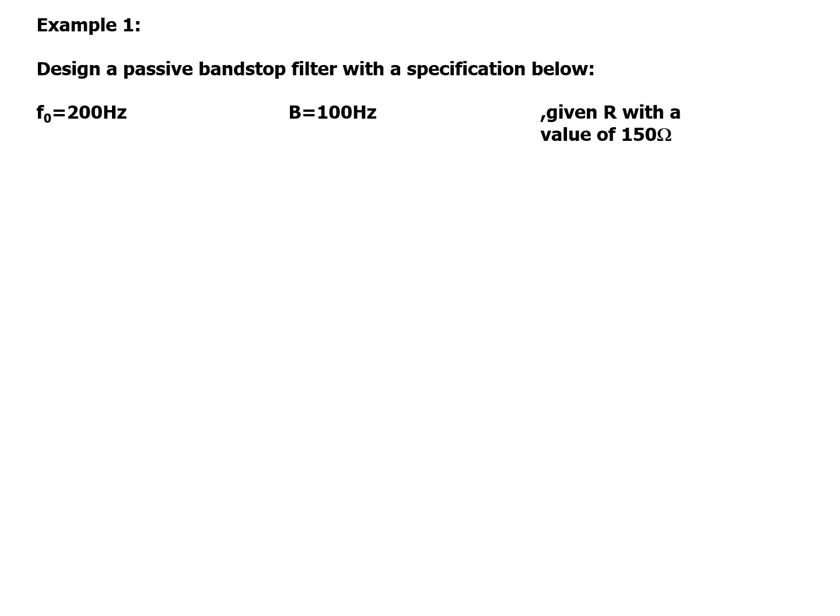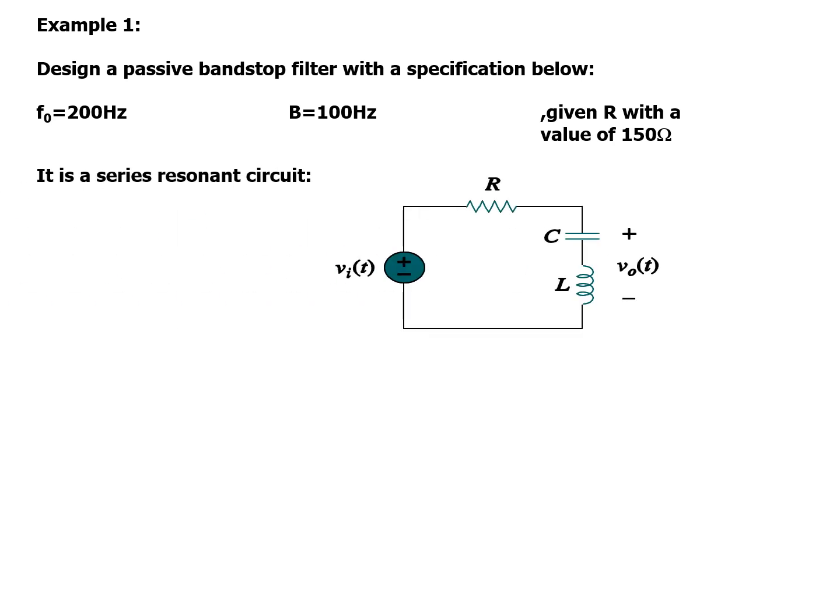So example number 1, design a passive band stop filter with the specification below. We have F0 equals 200 Hz, B, which is the bandwidth, 100 Hz, given R with a value of 150 ohms. So it is a series resonance circuit, and remember that the output voltage is across L and C. So we have L, which is R over B, and that is 150 over 2 pi times 100, and it will give us 0.2387 Henry.